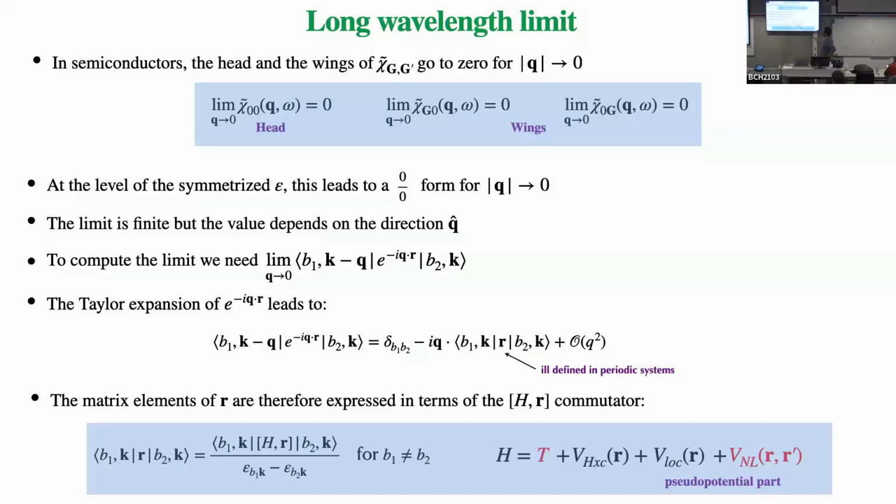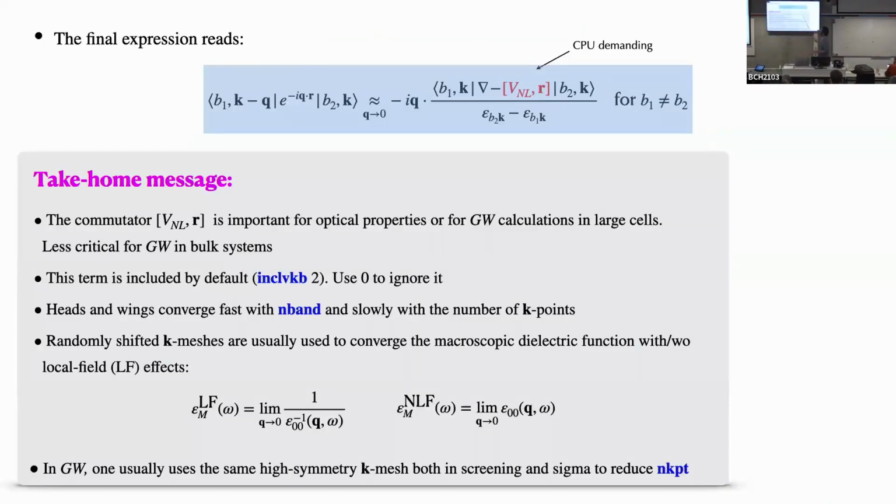The problem is that from the point of view of the implementation, we have to compute the limit of these matrix elements for q tending to 0. And if you do some algebra, you can express the matrix elements of the position operator, which are ill-defined when you enforce periodic boundary conditions. You can express this operator in terms of the commutator between the Kohn-Sham Hamiltonian and the position operator. There's a lot of algebra involved, but the main result is that these matrix elements can be expressed in terms of the commutator of the Hamiltonian.